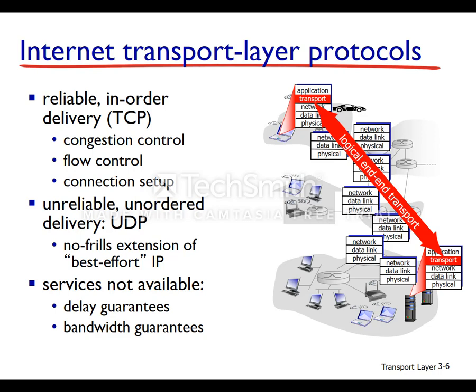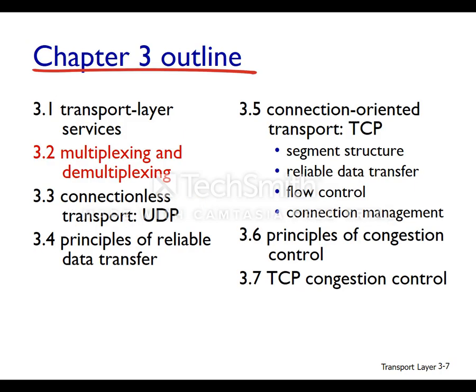UDP allows for unreliable, unordered delivery of datagrams. And it's basically a no-frills extension of the services provided by IP. In neither of these protocols, neither TCP nor UDP, do you find any delay guarantees or bandwidth guarantees. Now let's look a little bit at demultiplexing and multiplexing.